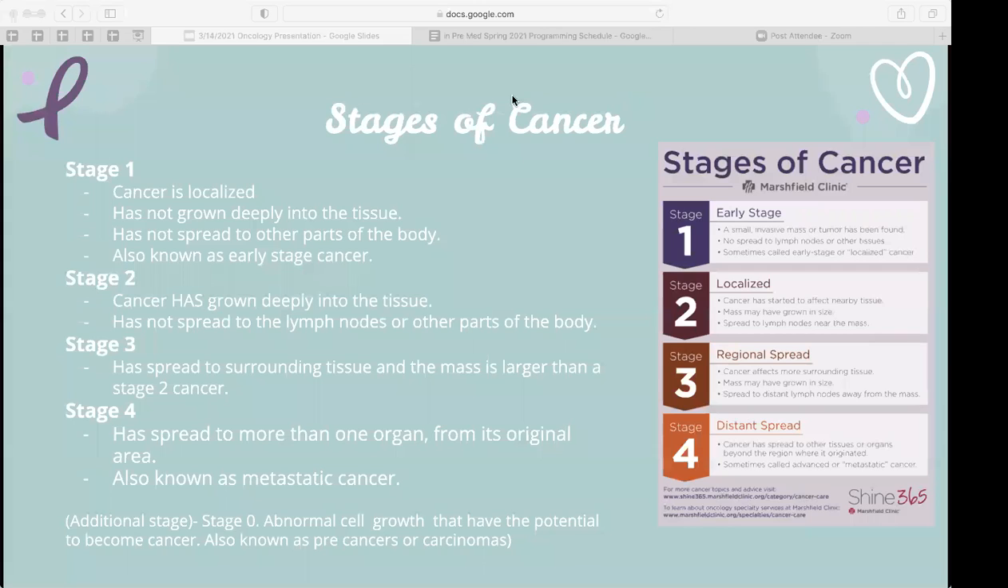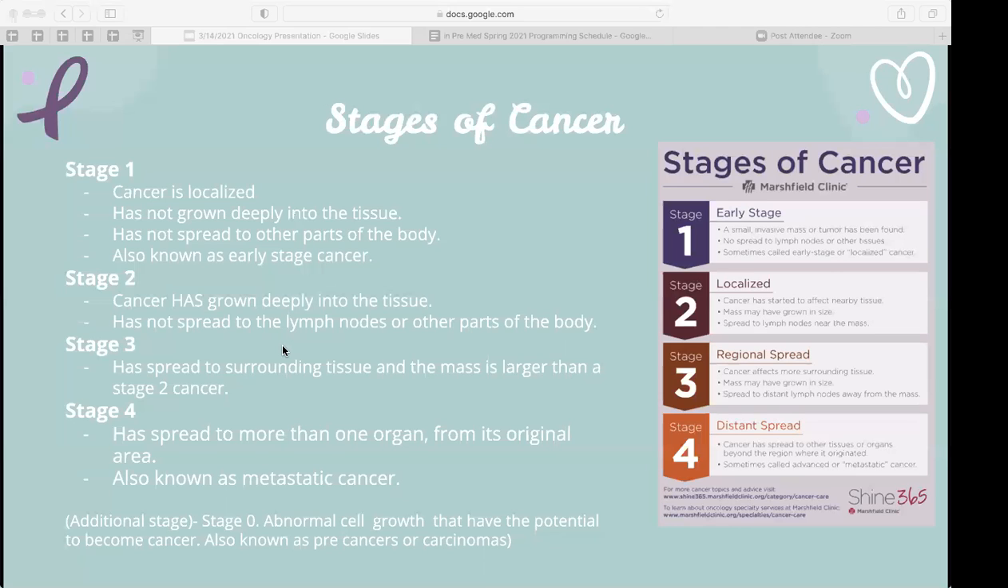There are 4 stages of cancer. The first stage is called stage 1. In this stage, cancer is localized and has not gone deeply into the tissue. It has not spread to the other parts of the body or the lymph nodes. This is called an early stage cancer. In the second stage, or known as stage 2, the cancer has grown deeply into the tissue and is much larger, but it still hasn't spread to the other parts of the body.